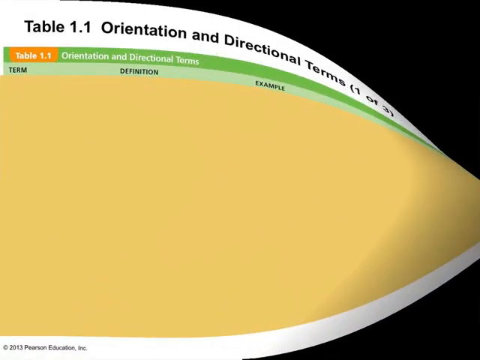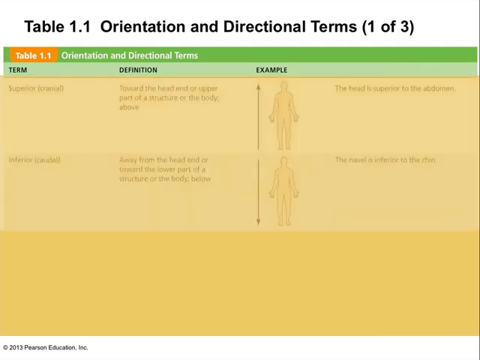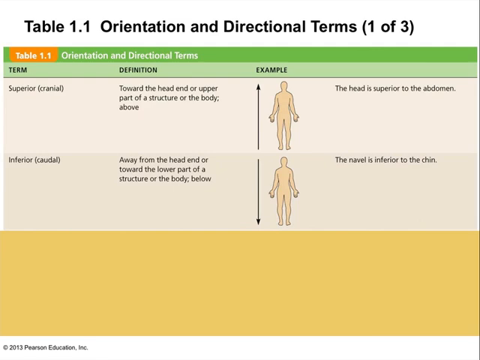With that in mind, let's discuss a few directional terms and orientations. These will all be presented in pairs, or most of them will be presented in pairs. The first pair of terms we'll look at is superior and inferior. These are also known as cranial and caudal.